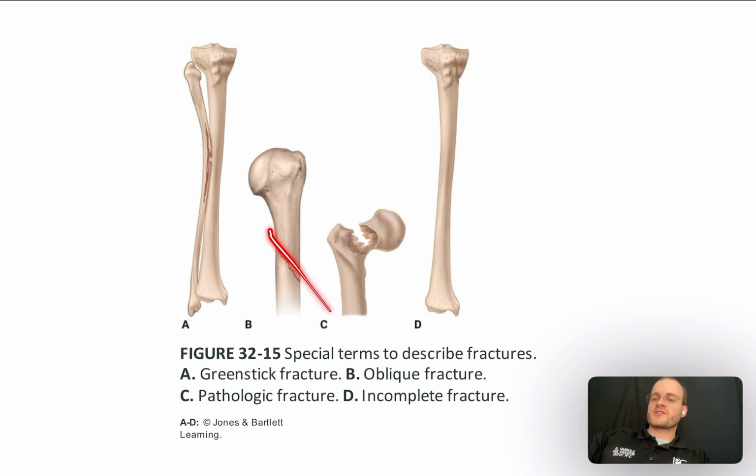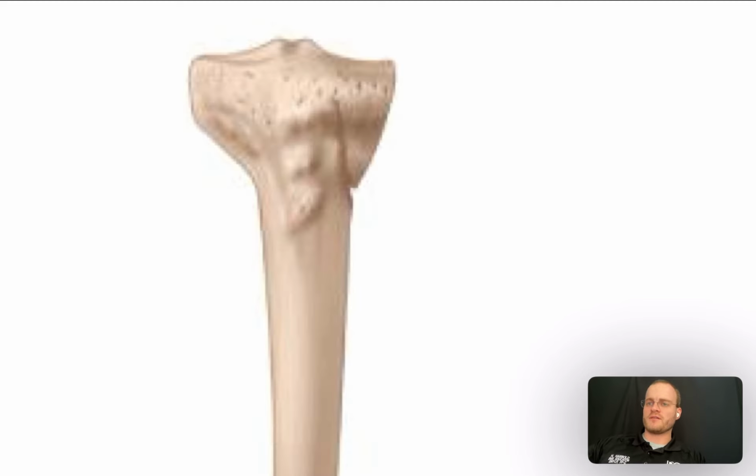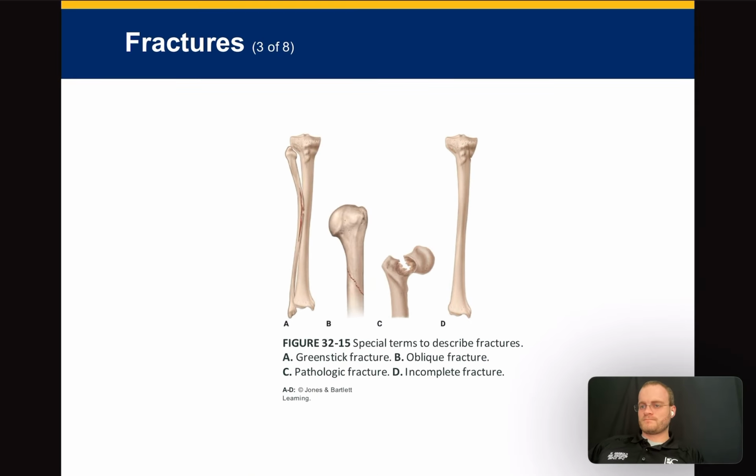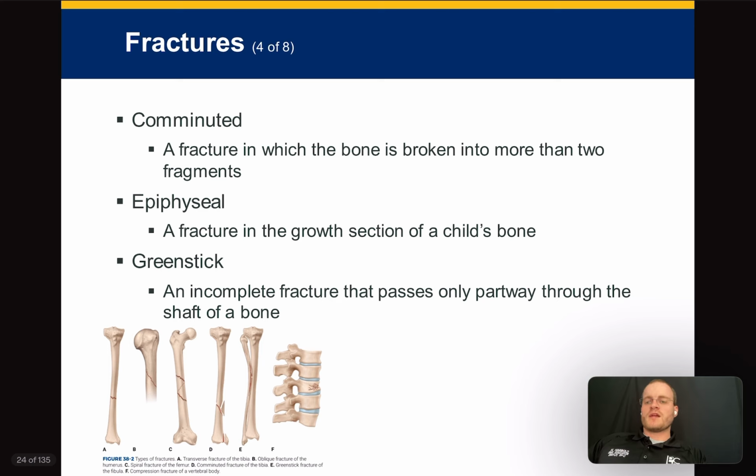An oblique fracture sounds like what it sounds like. It's at an oblique angle. A pathological fracture is a fracture that happens because of underlying pathology, usually in the form of bone cancer or osteoporosis, stuff like that. An incomplete fracture is what it sounds like. It's a fracture that did not completely go all the way through. You can see that here. It didn't go all the way through.